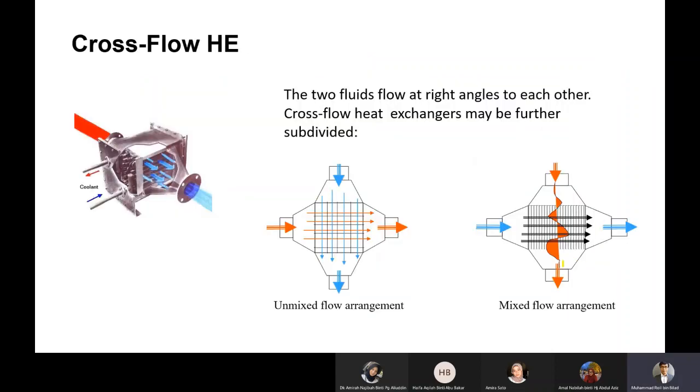The last type, which is the one that I will put in the exam, is the cross-flow heat exchanger. The reason why I will use this one in the exam is because it is the most relevant to the scope of the work.